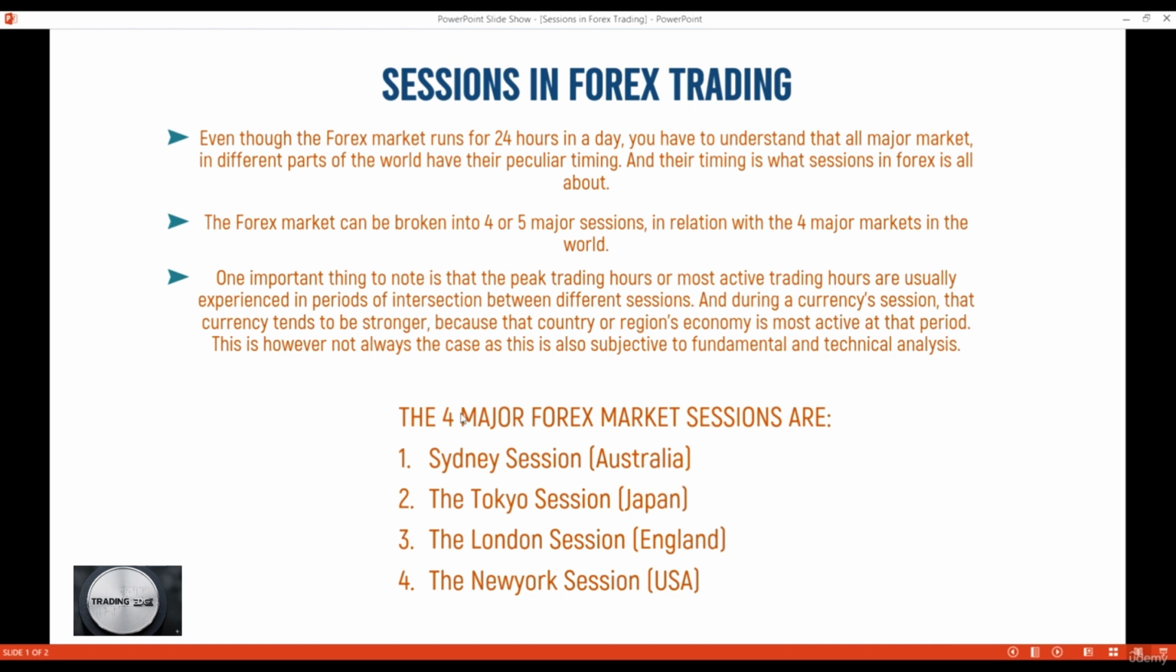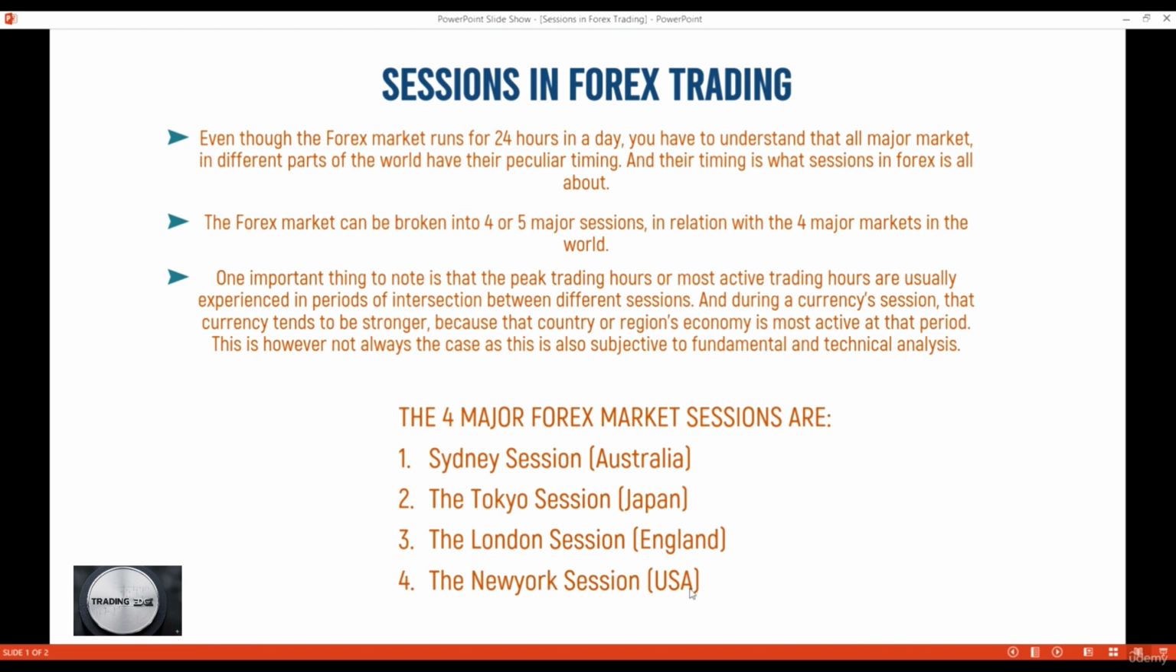I'm sure you don't know about fundamental or technical analysis yet, but it's something we're going to look at in a further lesson. We have 4 major Forex market sessions. These are the Sydney session, which is related to Australia, the Tokyo session, which is related to Japan, or Asia, the London session, which is related to England, and the New York session, which is related to the United States of America.